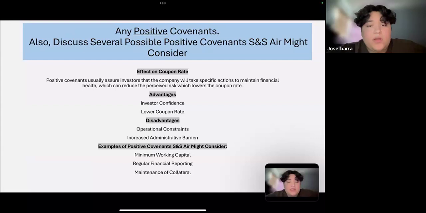Now we're looking at positive covenants. We'll also discuss several possible positive covenants SNS Air might consider. First and foremost, some of the effects on coupon rate. Positive covenants usually assure investors that the company will take specific actions to maintain financial health. This reduces the perceived risk, which lowers the coupon rate. Looking at advantages, as I mentioned, the lower coupon rate, and also the investor's confidence in the investment itself.